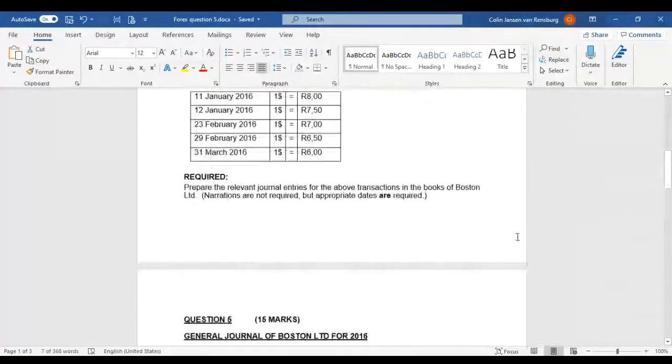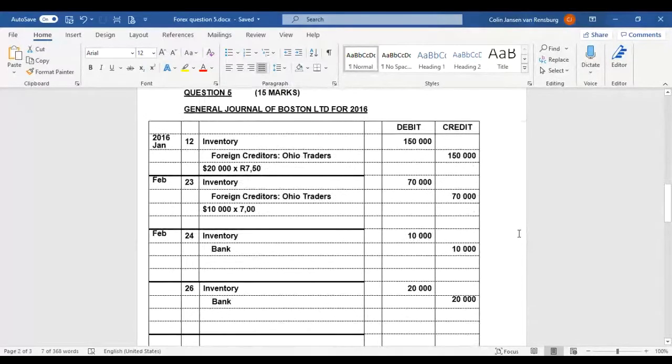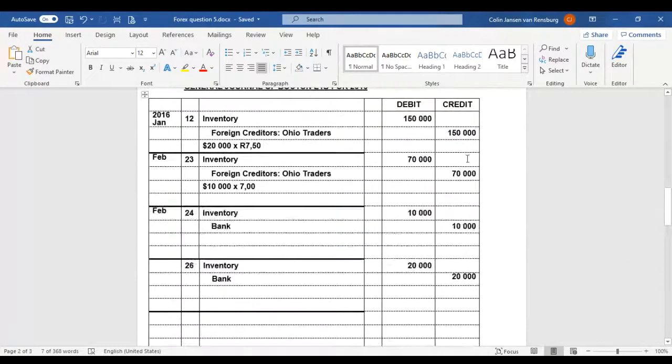Let's have a look at our journal. What is the cost of our inventory? How many times did we debit inventory? 1, 2, 3, 4 times. So our cost in total is 150,000 rands plus 70,000. That gives us 220,000 plus 10,000. That gives us 230,000 plus 20,000. That gives us 250,000, right? So the cost that is currently recorded in our ledger with regards to inventory is 250,000 rands, right? 250,000.